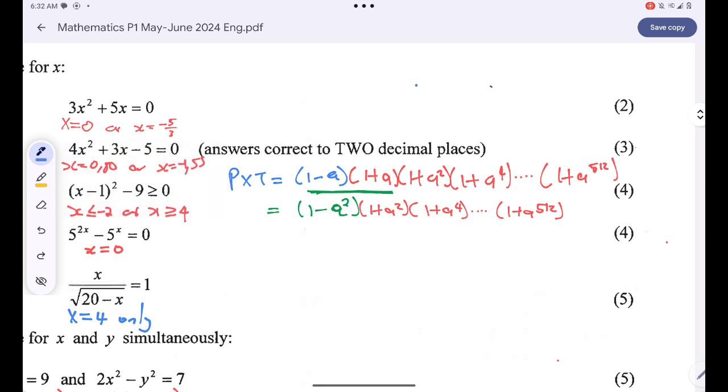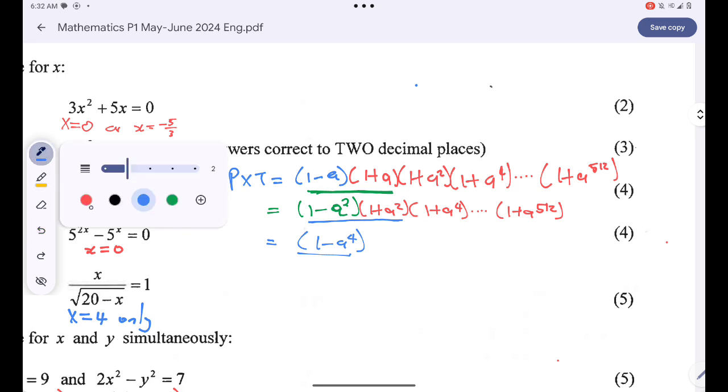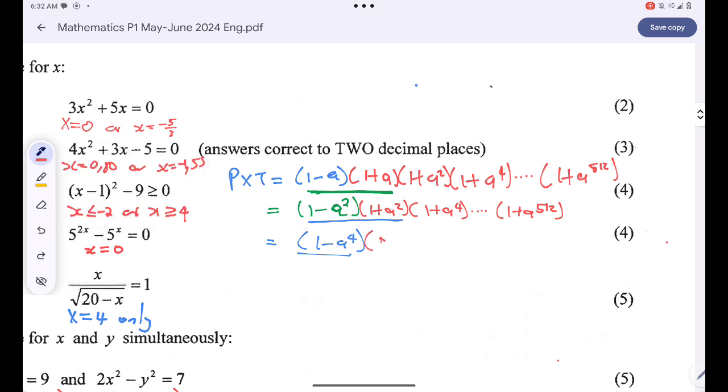But guys, please check here over again. This is just a factorized version of a difference of two squares. And that will give me 1 minus a to the power 4. I know that whenever I factorize these, it will give me those two. Are you together? And then I still have my product. That's 1 plus a to the power 4. And then the next bracket would have been 1 plus a to the power 8.